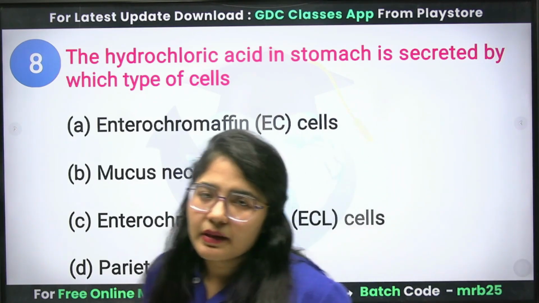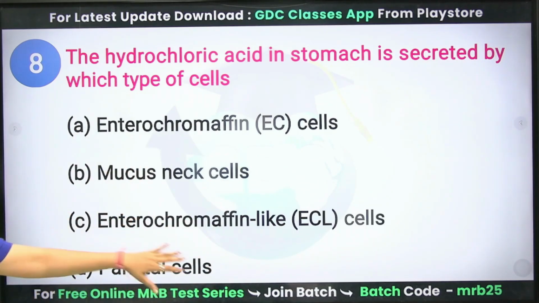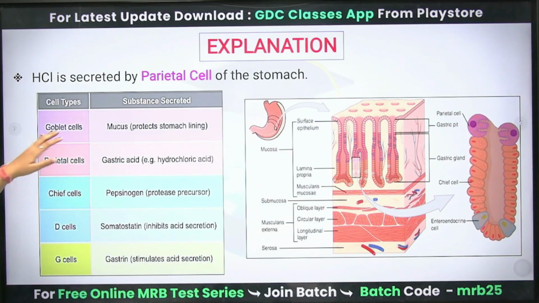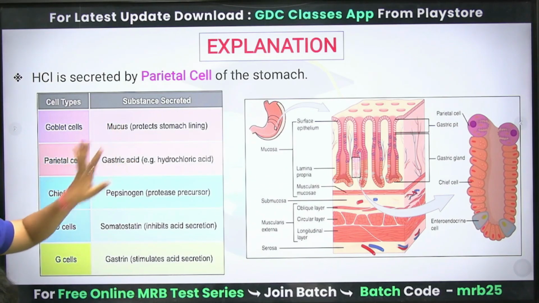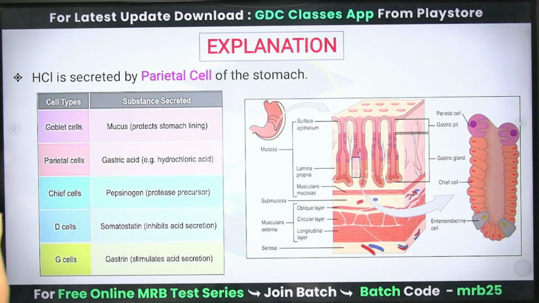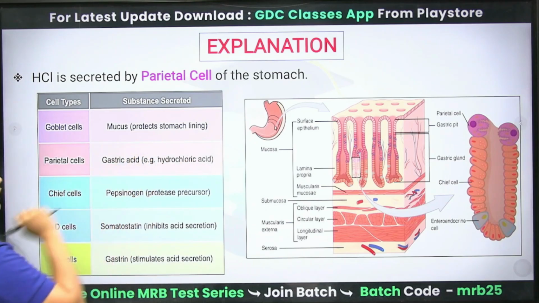The HCl present in your stomach is secreted by the parietal cells of your stomach. Clear? It is secreted by parietal cells. Goblet cells are responsible for secretion of mucus, which protects the lining of your stomach. Parietal cells produce gastric acid, that is hydrochloric acid.